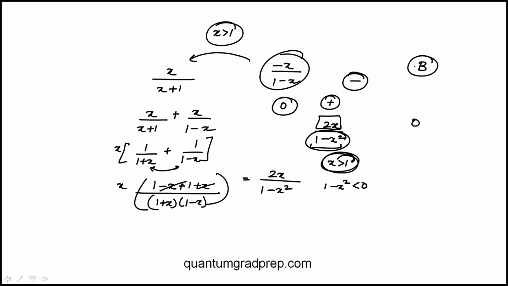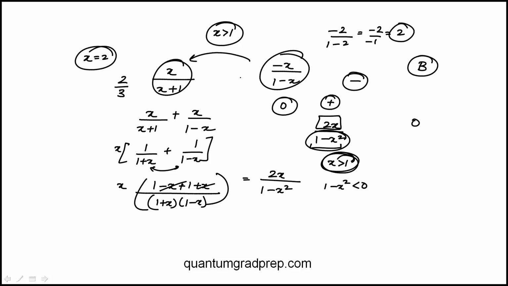So that's my initial approach to do this problem. Maybe there are easier ways. Perhaps you can pick numbers. But I think the problem with numbers is that you would have to demonstrate it for all values. For example, I can see students picking 2. So then this would be 2/3. This would be minus 2 over 1 minus 2, which is minus 2 over minus 1, 2. Okay, it comes out to be greater than 2/3. And then I keep picking values, and how many do I pick?